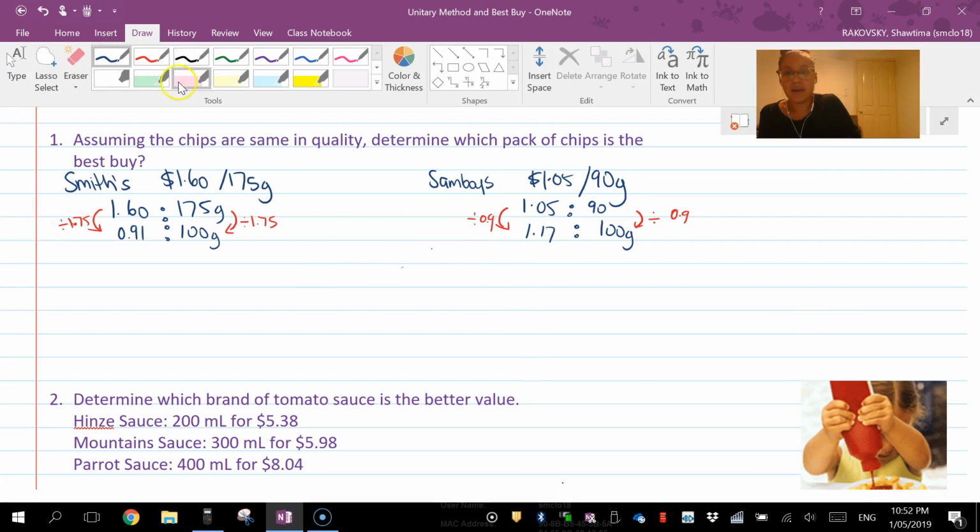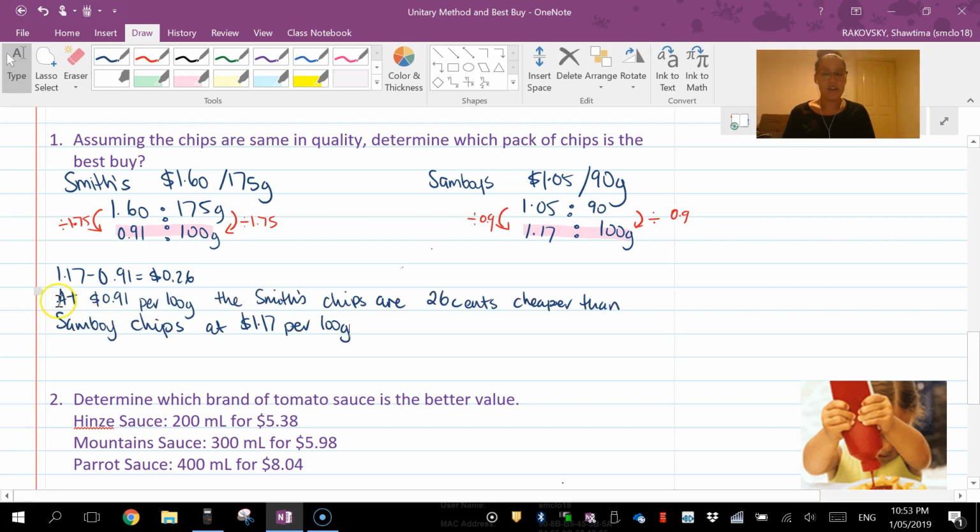Now I can make a comparison. I can see that this here is 91 cents per 100 grams, and this is $1.17. I'm going to do one extra step to make this mathematically comparable. So I'm going to find the difference. So $1.17 minus 0.91 gives us 0.26, or 26 cents. So I can then write my statement to make a decision mathematically on what is the best buy. You can see here that I'm using that difference to help me mathematically justify my answer.